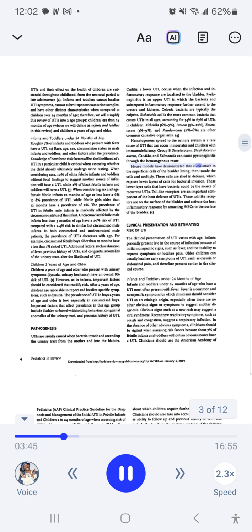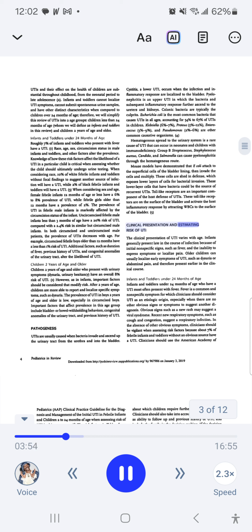Mouse models have demonstrated that E. coli attached to the superficial cells of the bladder lining then invade the cells and multiply. These cells are shed in defense, which exposes lower layers of cells for bacterial invasion. These lower layer cells that have bacteria could be the source of recurrent UTIs. Toll-like receptors are an important component of the host defense of UTIs. These toll-like receptors are on the surface of the bladder and activate the host inflammatory response by attracting WBCs to the surface of the bladder.